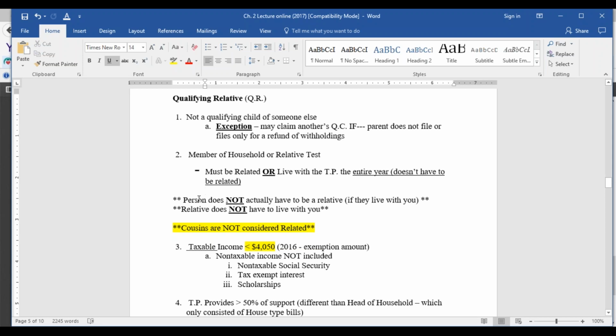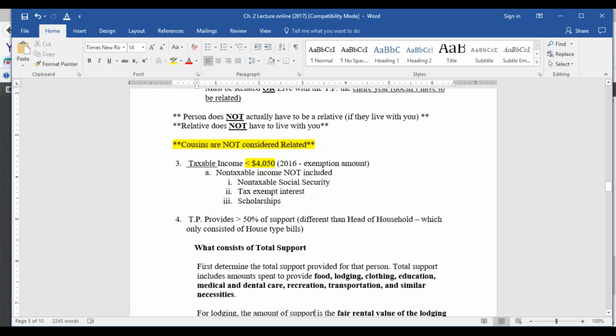So, key takeaways with a qualifying relative. The person does not actually have to be a relative. I think that's kind of weird. To be a qualifying relative, you do not actually have to be a relative as long as they live with you. And if you are a relative, you do not actually have to live with them to consider them as your dependent. Again, cousins are not dependents.